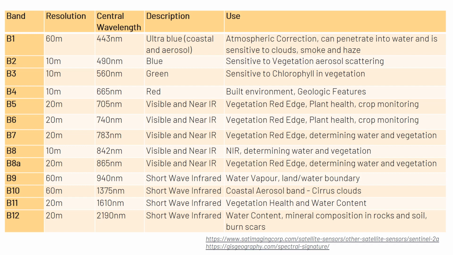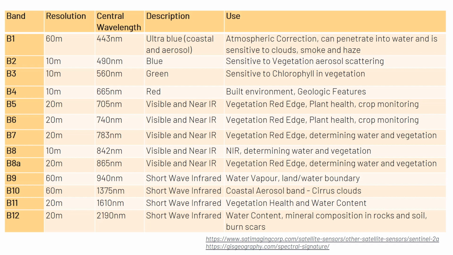Band 2 is a 10-meter resolution. It's in the blue wavelength, and it's really sensitive to vegetation and aerosol scattering. Band 3 is also 10-meter resolution, but it's in the green wavelength, and it's sensitive to chlorophyll in vegetation. Band 4, also 10 meters, is in the red wavelength, and it's typically used for the built environment and geologic features. Bands 5, 6, and 7 are all 20-meter bands, and they're all in the near IR range and are at the vegetative red edge.